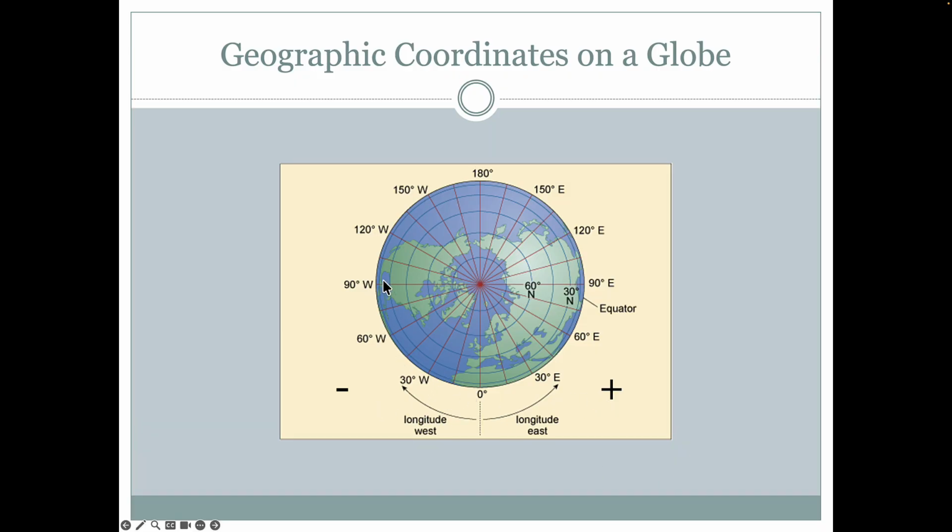Moving in this direction, same numbering system, except now they're negative, or we would refer to them as 30, 60, 90 degrees west. They both meet at 180 degrees. 180 degrees east is the same as 180 degrees west. It's on the opposite side of the Earth from Greenwich, England, and that accounts for the 360 degrees of longitude.